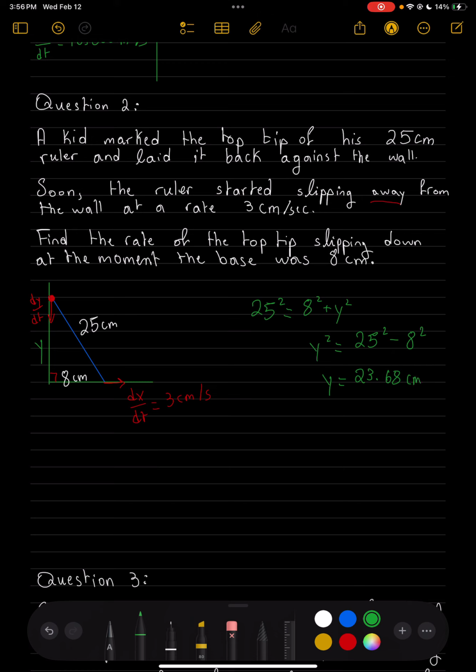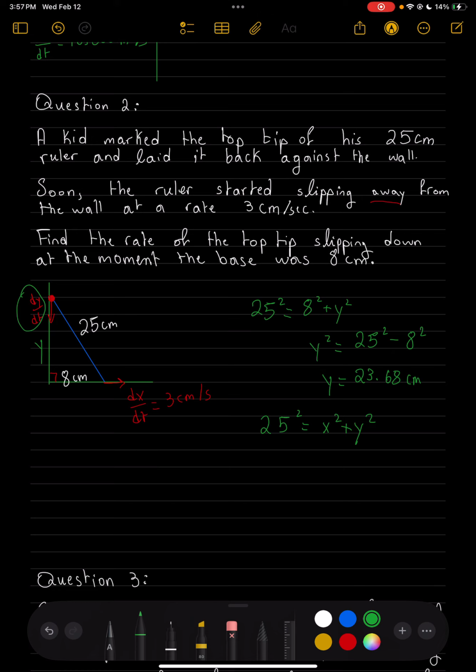Okay? Now, the hypotenuse is literally the same. It's 25. If the ruler is going to fall down, the hypotenuse is going to remain the same because the ruler's height is not changing. So 25 to the power of 2 is equal to x to the power of 2 plus y to the power of 2. Why did I write x over here and y over here? Because now I want to find dy over dt. So the thing is, the 25 does not change because the ruler's height does not change.